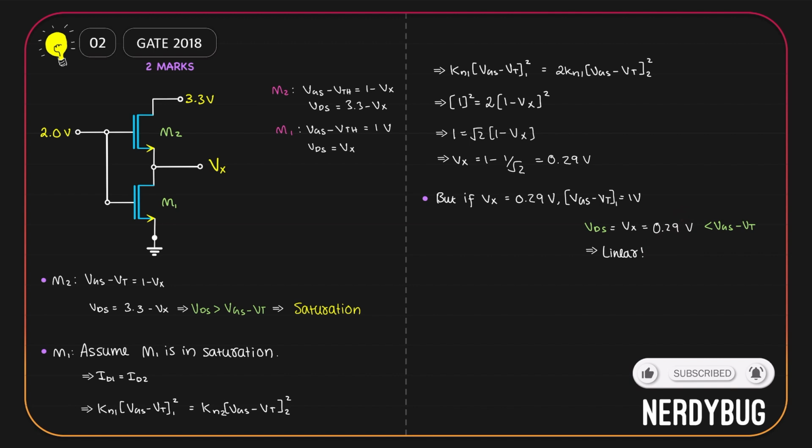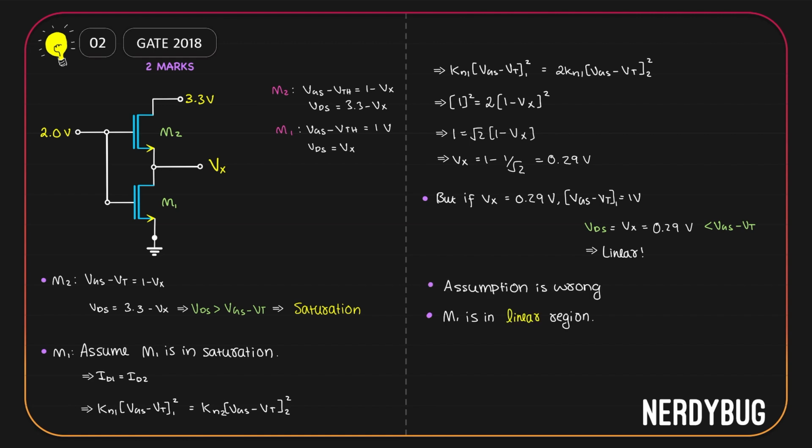This is a contradiction, which means our original assumption was wrong. The assumption was that M1 is in saturation. If that is wrong, then the only other option is M1 is in linear region. So we can conclude that the assumption is wrong, therefore M1 is in linear region.